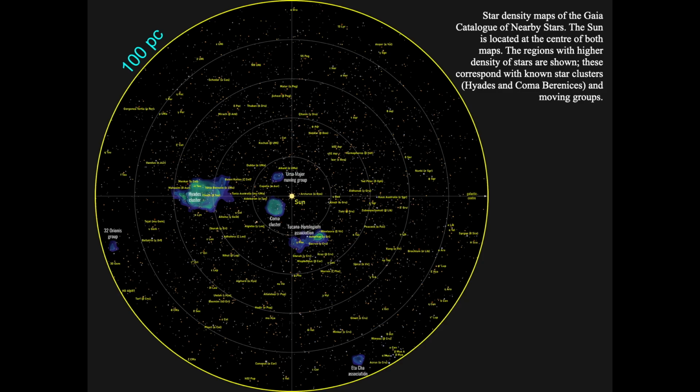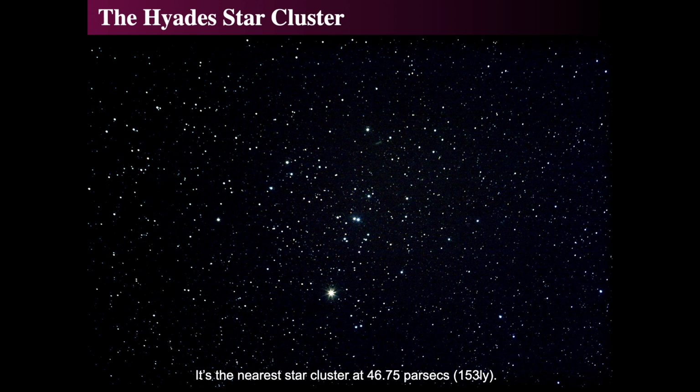So let's take a look at a map of nearby stars. This is a Gaia catalog of nearby stars out to about 100 parsecs, and this shows roughly the density of things. The most dense region is off to the left there, the Hyades cluster. That is a nearby cluster of stars, and it looks like this in the sky, about 47 parsecs away. That's 153 light years for those of you who still must have light years. How long did light take to get here from there? 153 years. So when we look at the Hyades in the sky, we're seeing light that took 153 years to get here.